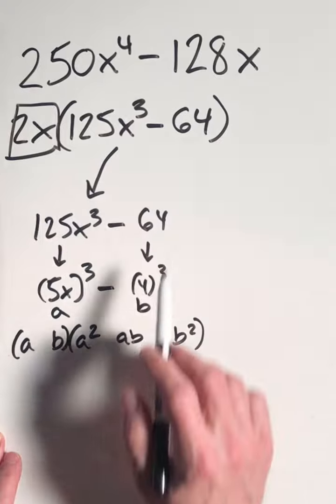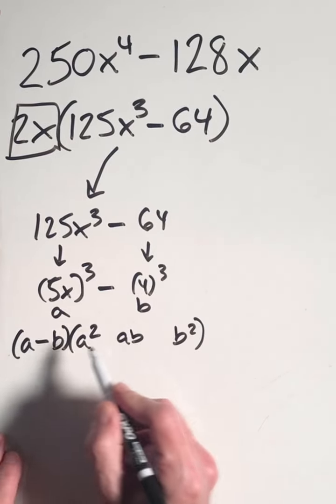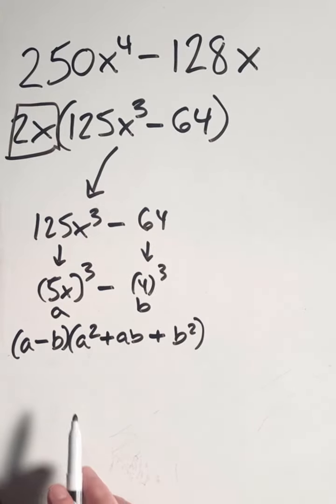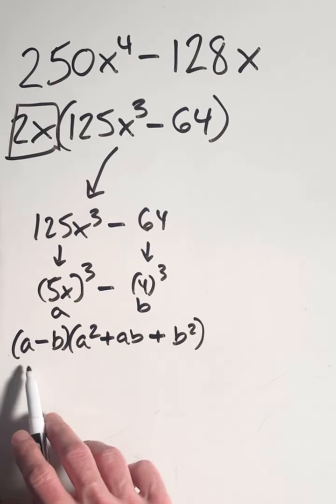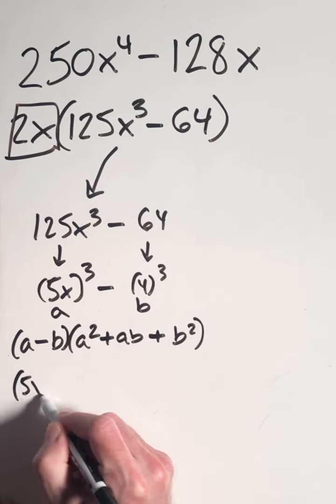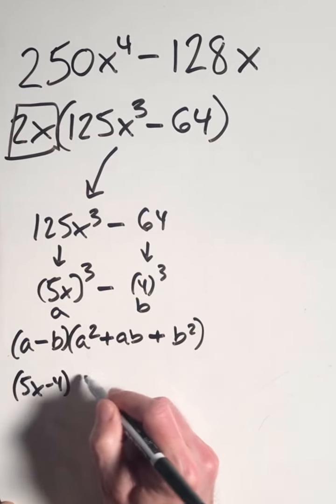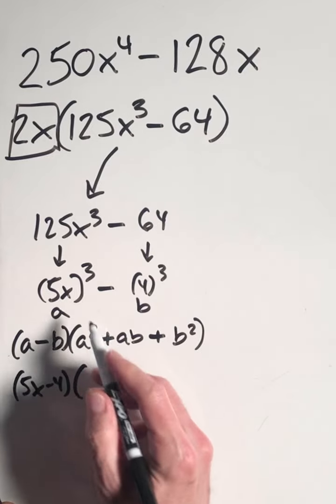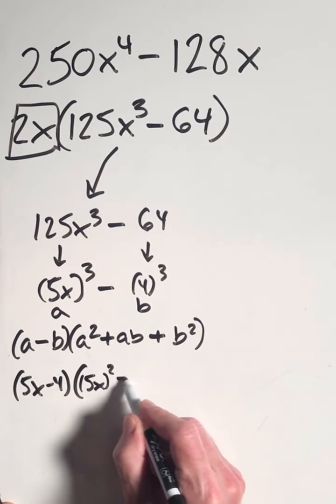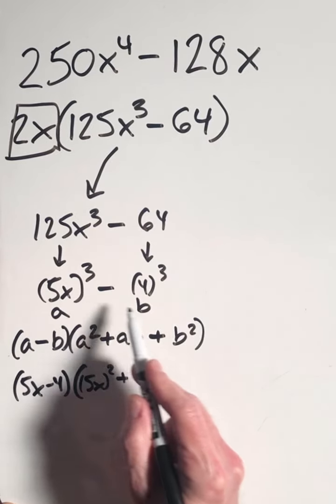Since this is a difference, we're going to look at SOAP. This would be the same sign, this would be the opposite sign, and this would always be positive. And now we can just substitute 5x in for a and 4 in for b in this expression. So we'd have 5x minus 4, parentheses, we'd be taking a squared, so we'd really be taking 5x and squaring it. We'd be adding it to a times b.